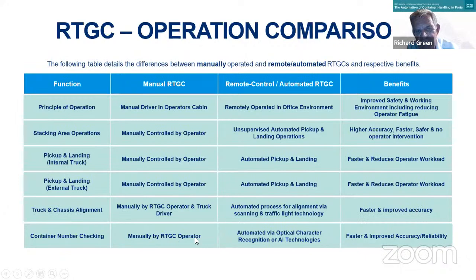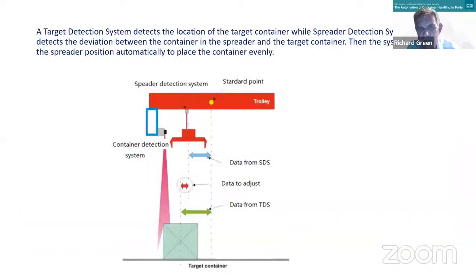Container number checking, manually by the RTG operator. We used to have people walking around with clipboards writing down numbers. It's now at the gate. There's automated optical character recognition. The numbers are on the roof of the cab, and there's a reflector on top of the cab. It automatically picks up the number of the container truck and what it needs to pick up.